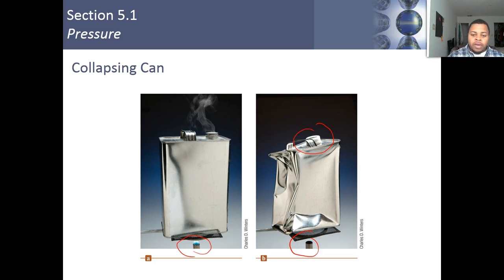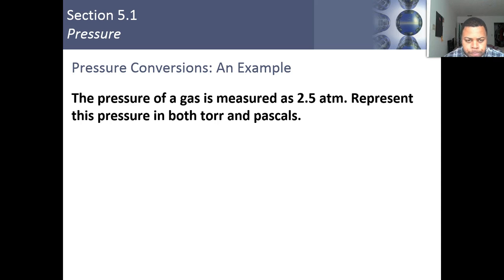So what do you think caused it to crush in between? Before it was being heated, no cap. Now there's a cap on it, there's no heat, and all of a sudden it crushes down. We're going to look at the relationships between our gas particles, and I believe that should help us to understand why the can crushed the way that it did.